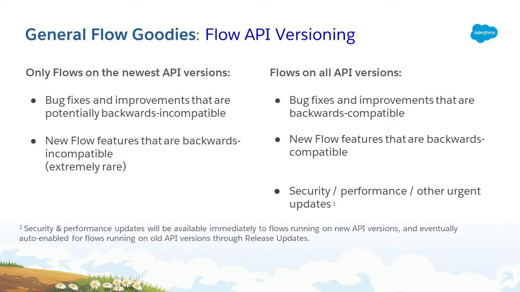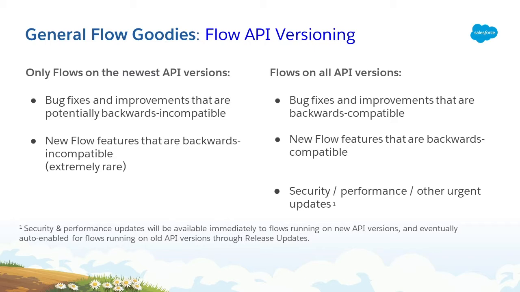We expect this will dramatically reduce the number of critical updates we release every year, thus dramatically reducing the amount of regression testing you have to perform to intake critical updates. Now, I want to be super clear here. It's only the backwards incompatible changes that'll be versioned. The vast majority of bug fixes and improvements that we make are all backwards compatible and will be available to flows running on all API versions, even the oldest ones. Similarly, the vast majority of new features are also backwards compatible and will be available to flows running on all API versions, even the oldest ones. You won't have to upversion a flow to get access to these features.